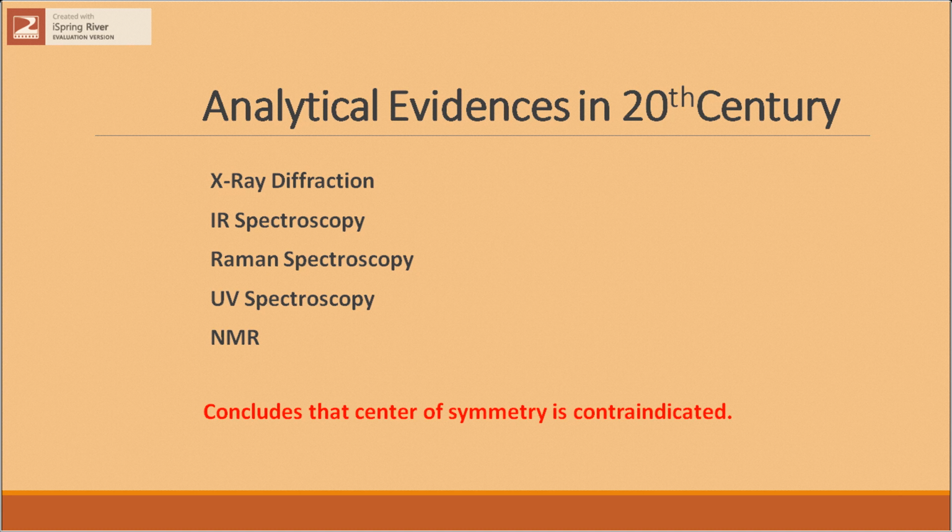So, regular work for the derivation of the structure of benzene was going on, and in the 20th century, keeping in mind the structure of Huckel of benzene, scientists tried to find out a center of symmetry in the structure of benzene by using various spectroscopic methods. These methods include various analytical methods like X-ray diffraction, IR spectroscopy, Raman spectroscopy, UV spectroscopy, NMR spectroscopy, etc.